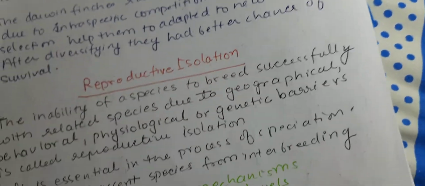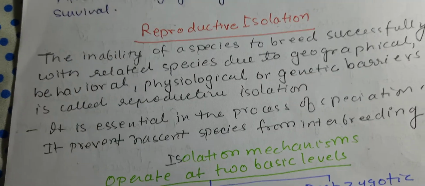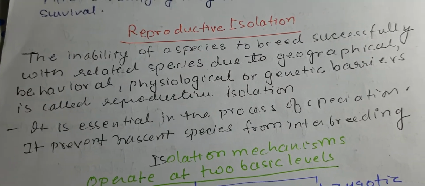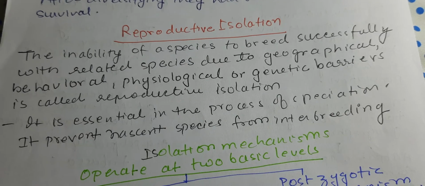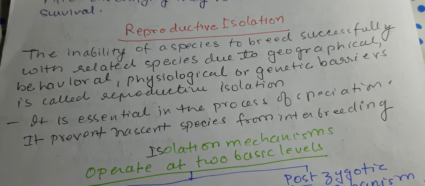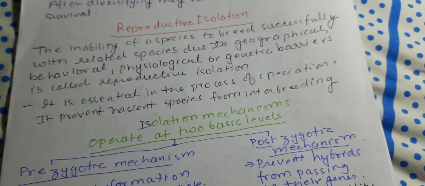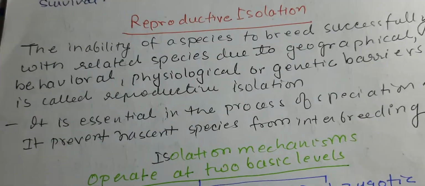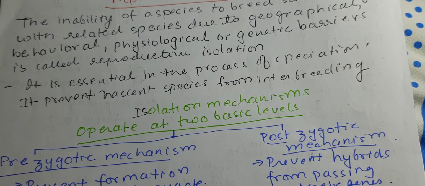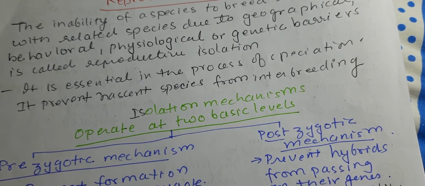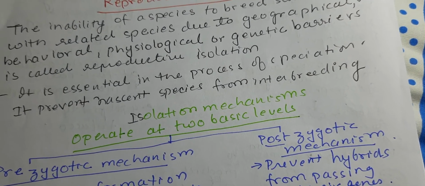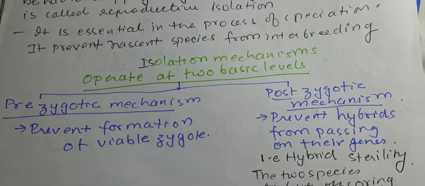Okay. Reproductive isolation is the inability of a species to breed successfully with a related species due to geographical, behavioral, physiological, or genetic barriers. There are so many barriers that exist, so this is called reproductive isolation. It is essential in the process of speciation. It prevents the nascent species from interbreeding.